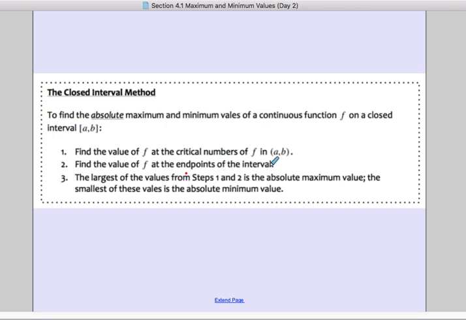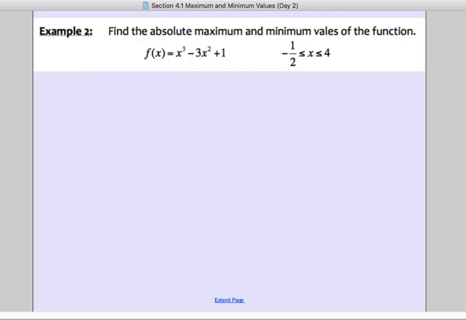To do this, you first find your critical numbers on that interval, and then you also find your endpoints, which are given to you. These are your endpoints. Then you plug your critical numbers and your endpoints into your original function, and whichever one's the biggest, that's your max. Whichever one's the smallest, that's your min. I should say absolute max and absolute min. So example 2, find the absolute max and min values of the function.